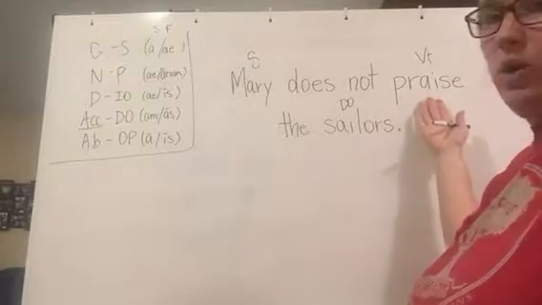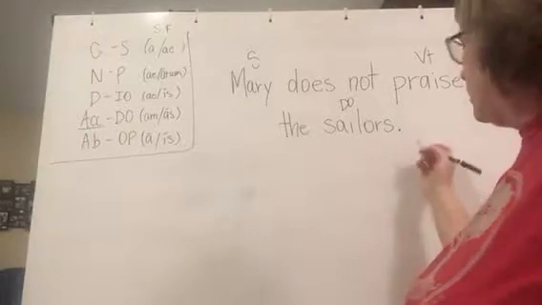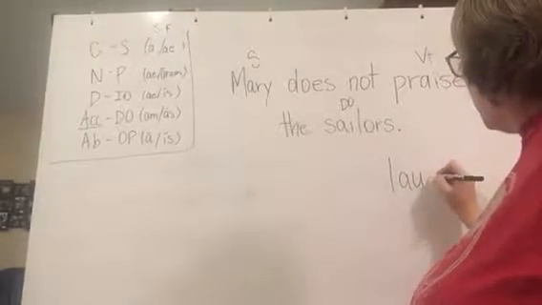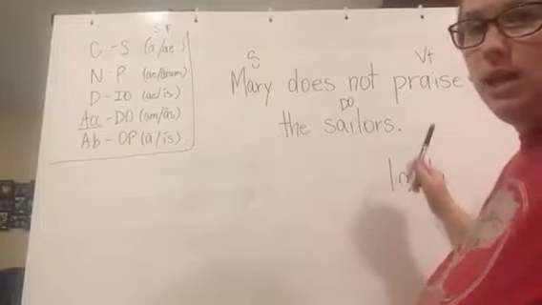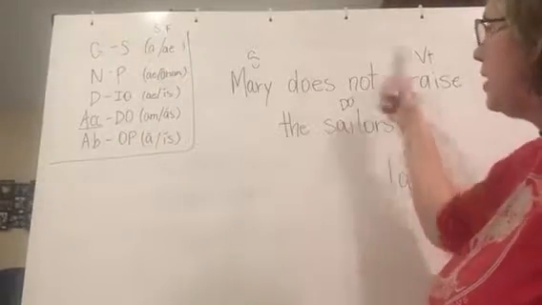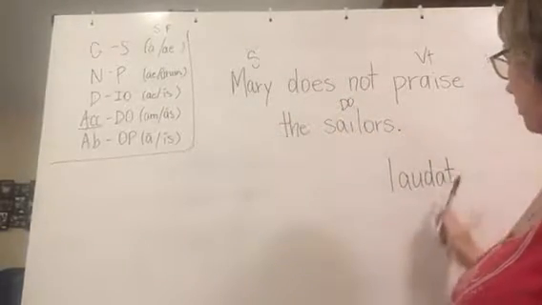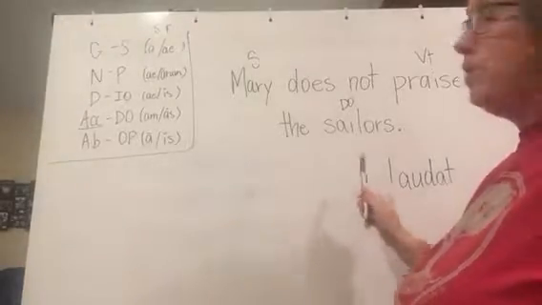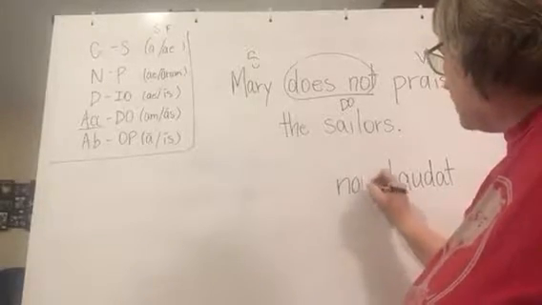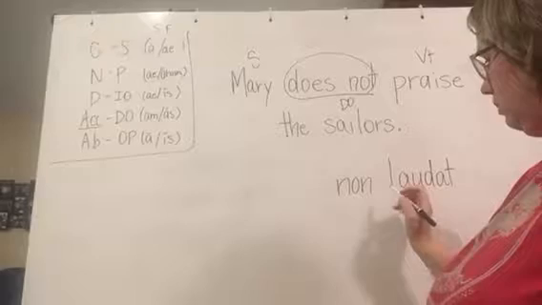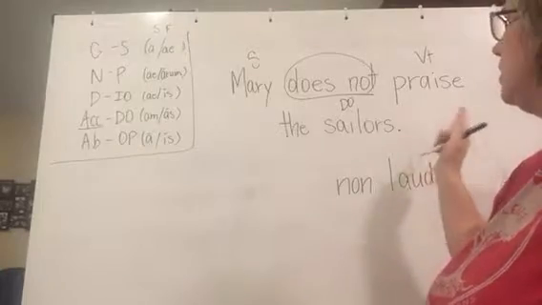Let's start with our verb. We know our verb is not praise. She does not praise. Praise is laudant, if I say it correctly here. We need to know how it's going to end, okay? Singular or plural. Our verb and our subject are going to agree. Mary is singular, so our verb needs to be singular. This is singular. And then she does not. This is telling us non, that word we learned, I think, today. Non, okay, means not. So Mary does not praise the sailors.